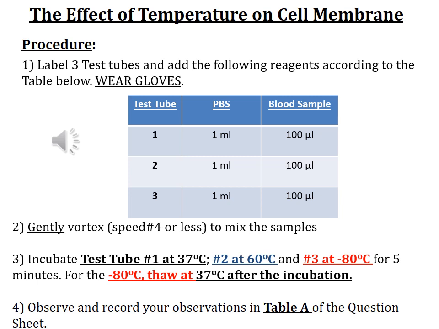And test tube number 3 at minus 80, which is way below 0. So cells don't like this environment. Okay, and then we're going to incubate for 5 minutes, and then we're going to observe our results. Then you're going to record your observations in table A of the question sheet. So have a look at table A of the question sheet, and the observations are there.